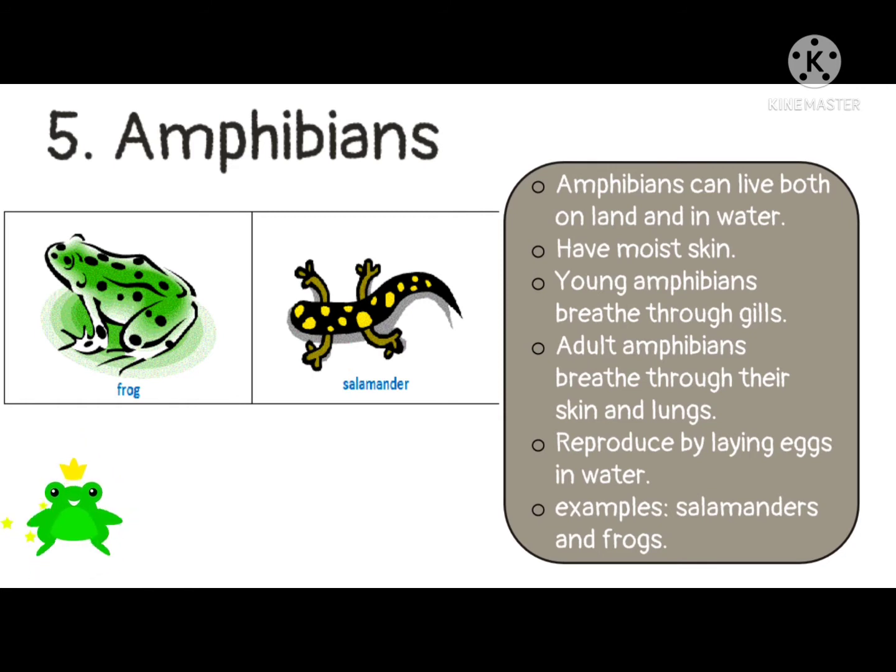5. Amphibians. Amphibians can live both on land and in water, and have moist skin. Young amphibians breathe through gills. Adult amphibians breathe through their skin and lungs, and reproduce by laying eggs in water. For example, salamanders and frogs.